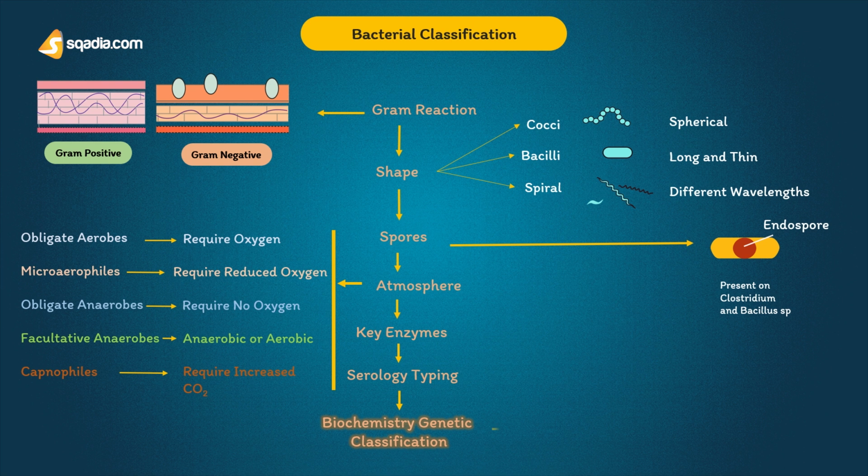Finally, we have the DNA sequence. DNA sequencing of key genes, for example 16S ribosomal RNA or DNA gyrase, can identify the organism precisely.